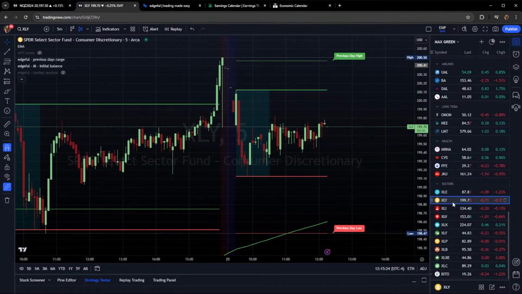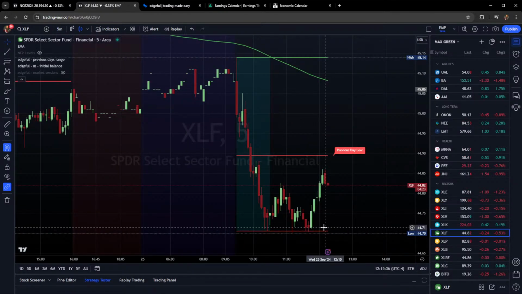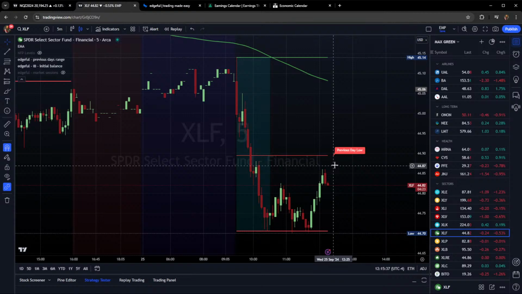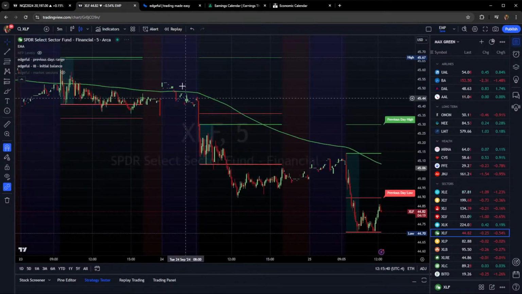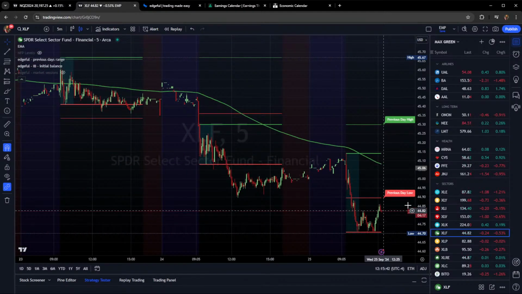Discretionary. A lot of this is Amazon and Tesla, and Amazon's red. I mean, there's a lot of other things into it too, but your banks are struggling below previous day low, and they had a rough day yesterday, and they're getting continuation today.